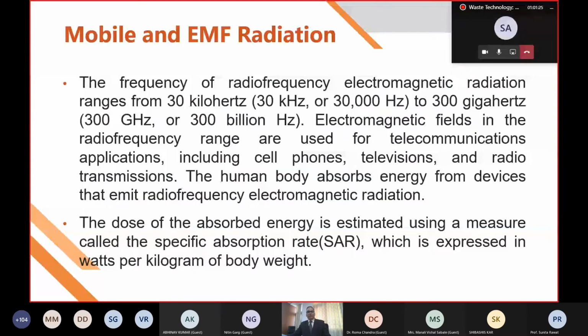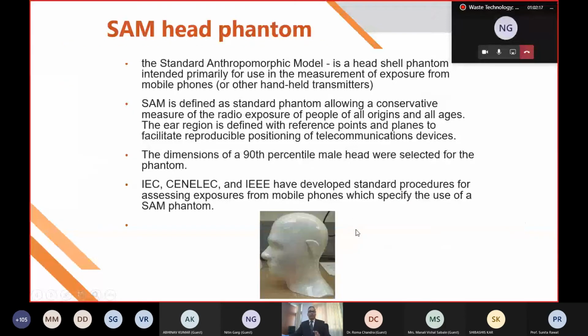Mobile and electromagnetic radiation: if we talk about radio frequency, the frequency is 30 kilohertz to 300 gigahertz. 300 gigahertz means 300 billion hertz, so you can see how high the frequency is. If frequency is quite high, definitely the energy intensity would be more. The dose of absorbed energy is estimated using a measure called the specific absorption rate, and in an experiment the workers made phantom material of a human head and evaluated the specific absorption rate.